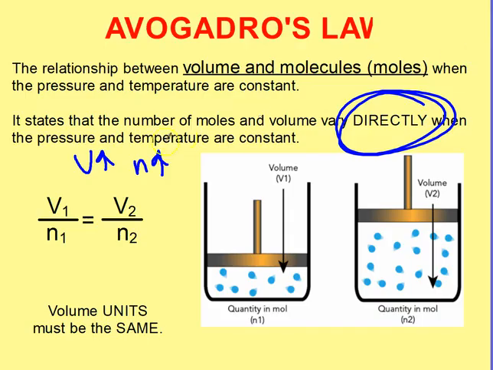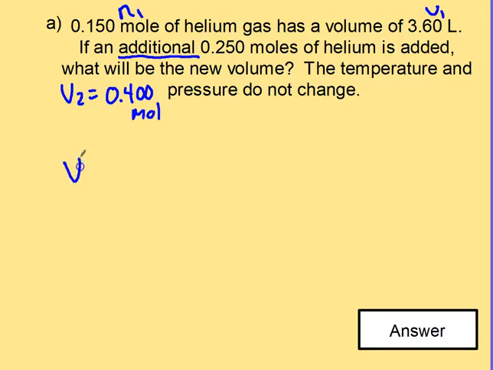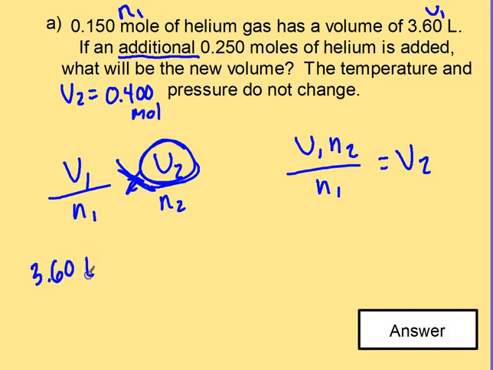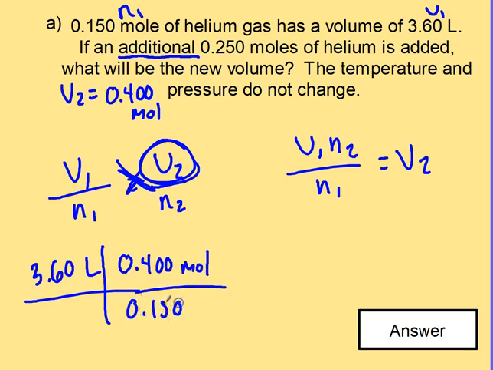So let's go back to our equation. V1 divided by N1 is equal to V2 divided by N2. So let me write my equation. V1 over N1 is equal to V2 over N2. They're looking for the new volume, so I'm going to cross multiply, volume 1 times moles 2 divided by moles 1. It's equal to volume 2. Plugging it in, volume 1 I said was 3.60 liters. Moles 2 is 0.400 moles. Divided by moles 1, which is 0.150 moles.